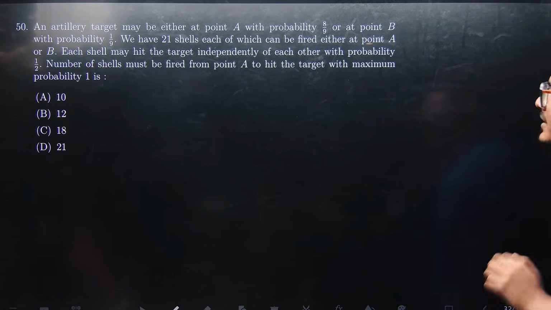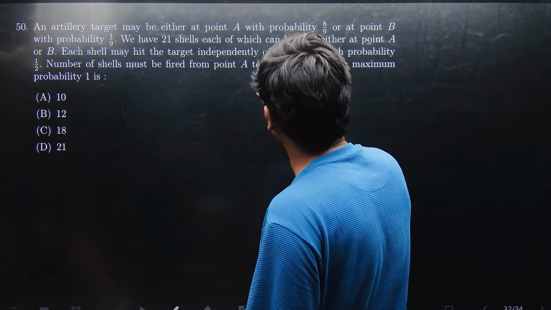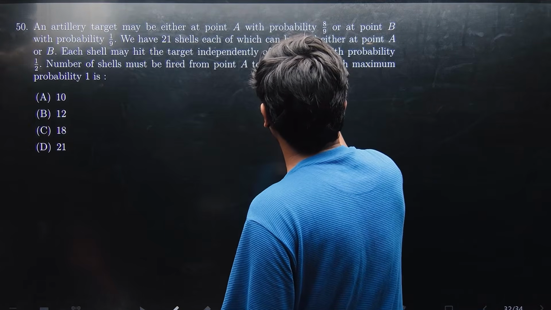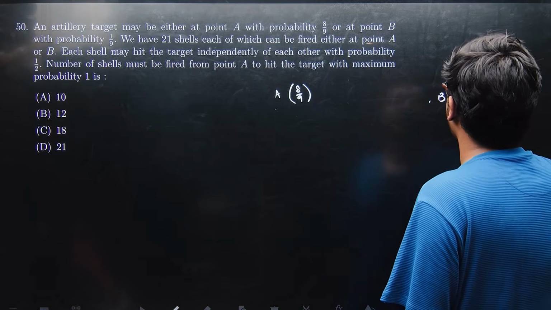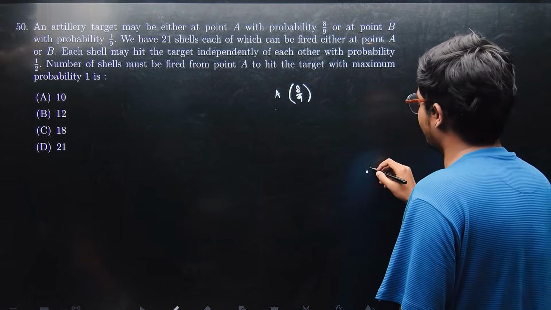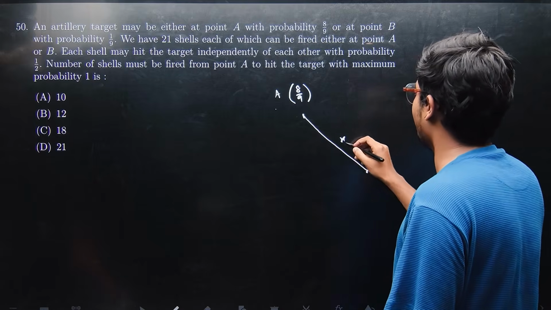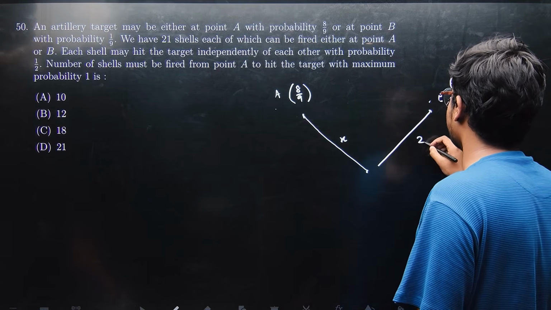Okay, so you have an artillery target which might be either at point A or B, right? So at A, the probability of the target being there is 8 by 9. The probability of it being at B is 1 by 9, right? Now you're firing shells from a certain point, right? Let's say out of the 21 you fire x towards A and you fire 21 minus x towards B.